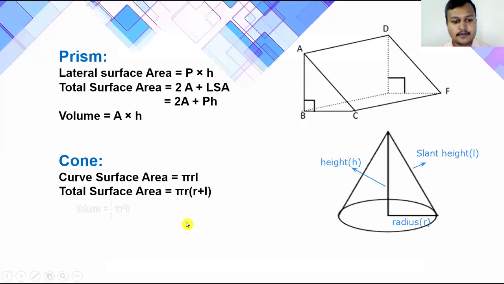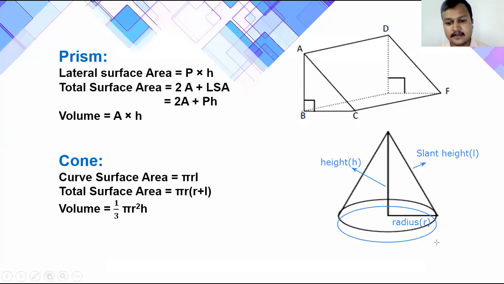And next one is volume. Its volume is 1/3 pi r square H. We discussed cylinder previously also, sorry, volume of cylinder, area of cylinder, curved surface area of cylinder, about those we discussed previously also. And this cone is 1/3 part of the cylinder.